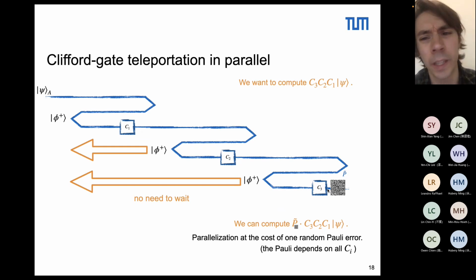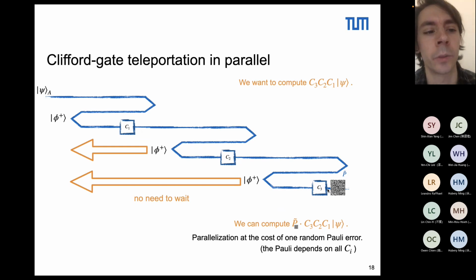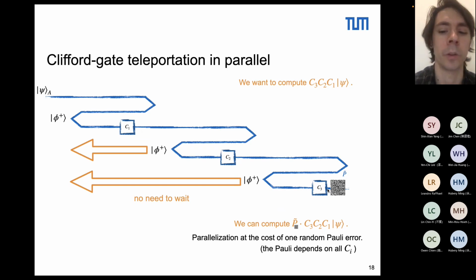So we see that we cannot take any computation that is Cliffords in series and transform it into a computation that is done in parallel, but we can do something that is close to it, that is almost it. And we will use this to prove the quantum advantage.